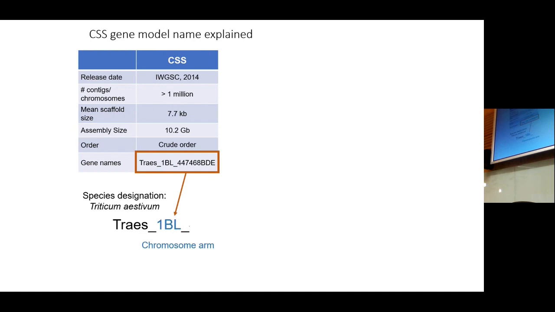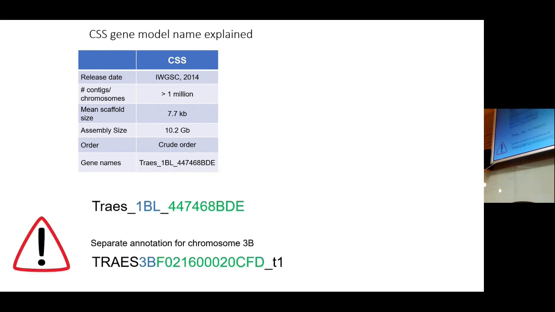Previously, you worked with ESTs or something, and you had to figure out where a gene is. And lastly, you have sort of a unique ID. This has no position information. So all you know is that this gene is in chromosome 1BL, but where it is, you don't know.